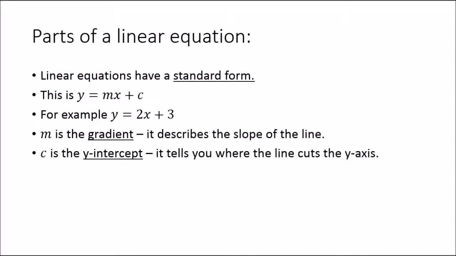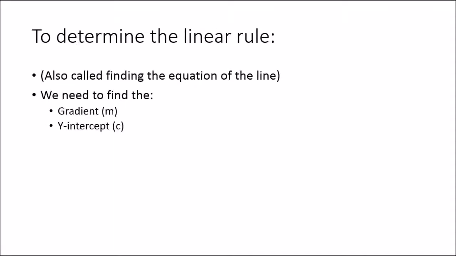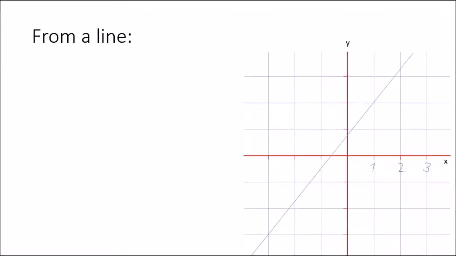So basically, when we say determining a linear rule, which is also called finding the equation of the line, all you need to find is the gradient and the y-intercept. What we're doing is looking at a line and trying to figure out those numbers.